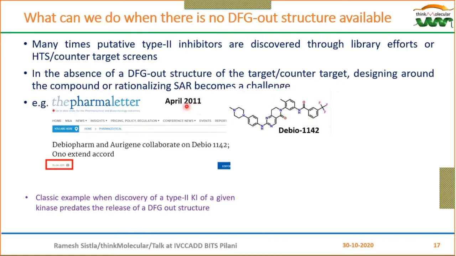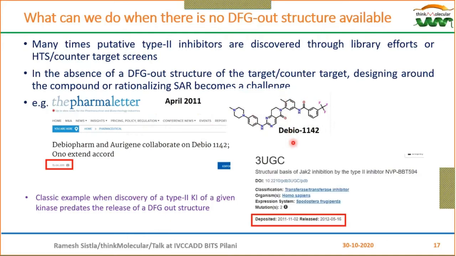However, around 2011, JAK2 had actually no DFG-out structures available. All the structures of JAK2 were available in DFG-in. So then to think that maybe this compound was binding in some other way to JAK2 turned out not to be true, because in about May 2012, Novartis published a type 2 inhibitor of JAK2 in a DFG-out conformation.